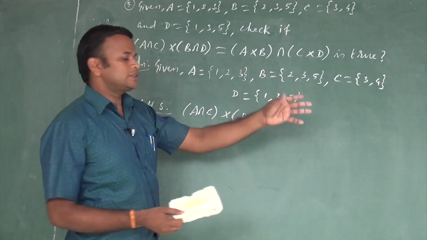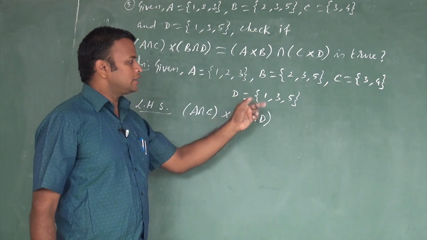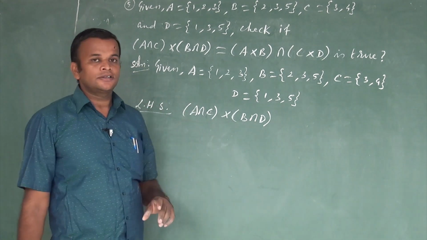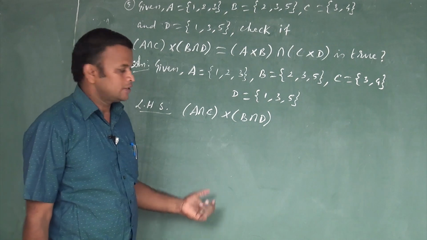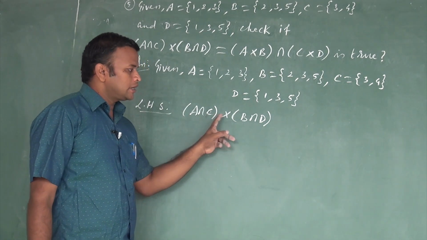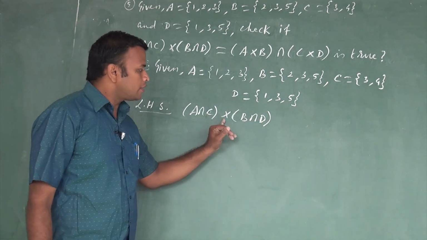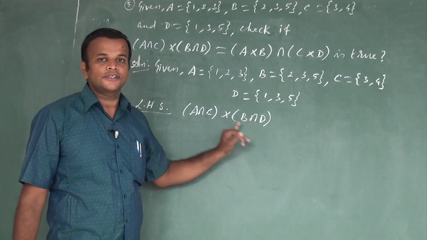So there are 4 sets A, B, C and D. First we check the value of the left hand side, that is LHS. What is LHS? A intersection C cross B intersection D. So we need the Cartesian product of these 2 sets.